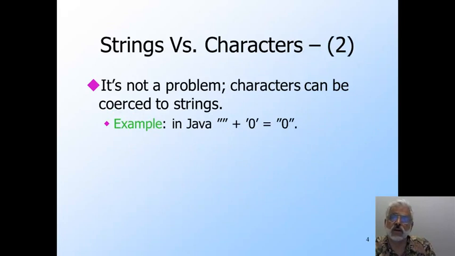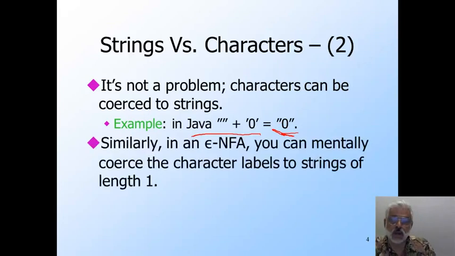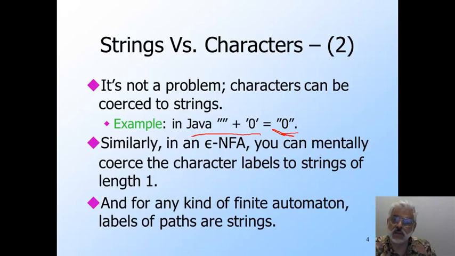For example, in Java, an easy way to convert characters to strings is to write the empty string concatenated with that character. Since characters are coerced to strings, the character, say 0, is converted to the string 0 and concatenated with the empty string, which leaves just the original character but converted to a string of length 1. So for an epsilon NFA, just think of the characters labeling the arcs as strings of length 1. Then you can concatenate the epsilons and characters along any path and get a string naturally. As with any kind of automaton, the sequence of labels along any path is of type string.